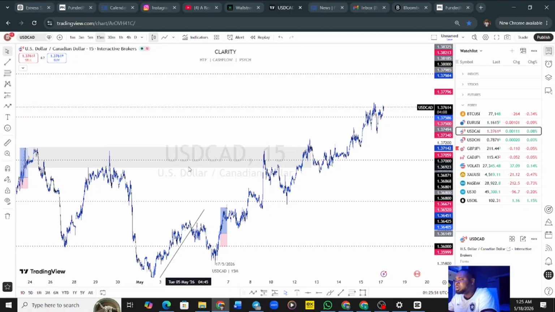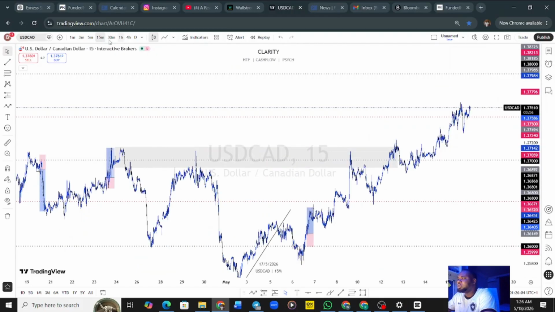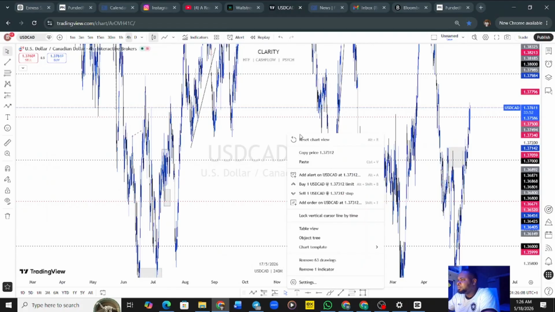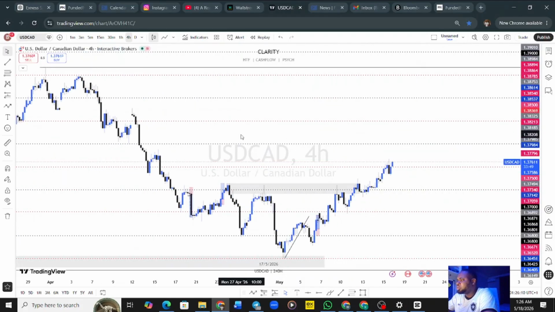So how do we do that now? This is 15 minutes time frame. We can't see everything here, but we need to do what? Go to higher time frame to know where market is heading from. So let's do it here. Now let's go to 4-hour time frame. This is what we have on a 4-hour time frame.